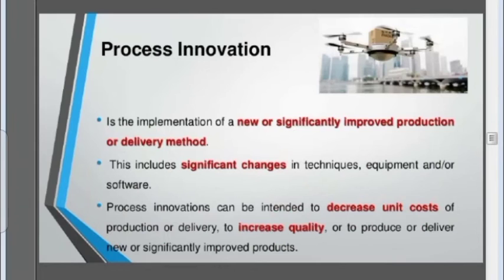Next, we have the process innovation. Process innovation is the implementation of new or significantly improved production or delivery method. So it is implementing the improved production or delivery method. This includes significant changes in techniques, equipment or software. This is the process, okay.